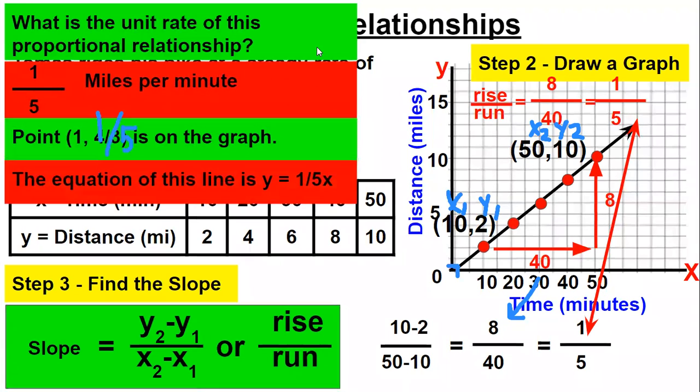And then our equation, at least I got the equation right, y equals 1/5 x, because 1/5 is our m, that's our slope. Any number I plug in for x, I will get a y value of distance, right? So if I plug in 10 minutes, I will get 2 miles, right? If I plug in 20 minutes, I will get 4 miles, etc.